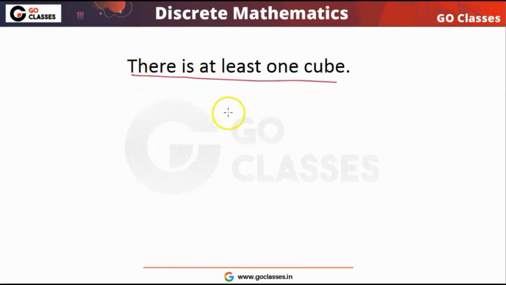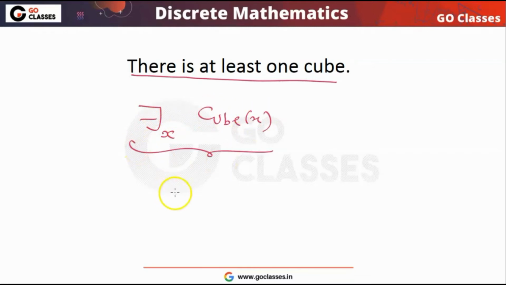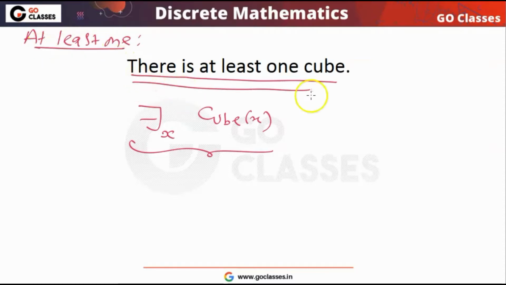Okay, so this is very simple. We can say that there exists a cube. There exists x which is a cube. So this type of statement means at least one. This is basically an example of an at least one statement. Okay, so you can see there is at least one cube.